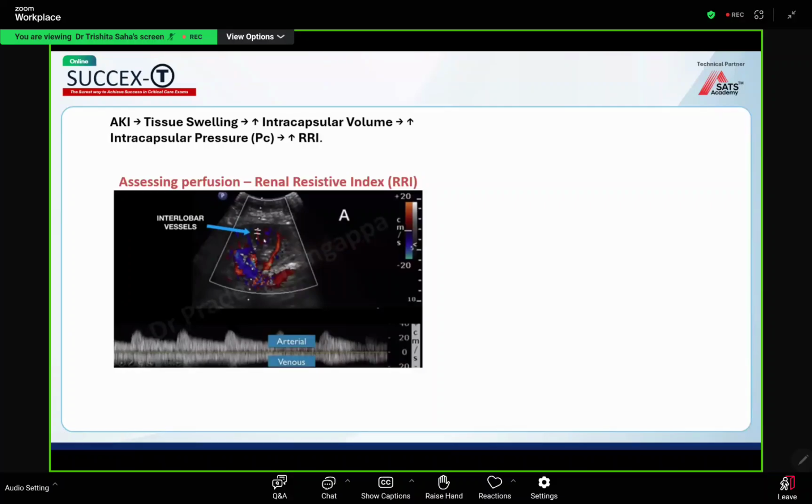So why does RRI increase in AKI? Because in AKI, there is tissue swelling and an increase in intracapsular volume, which leads to increased intracapsular pressure, which ultimately leads to an increase in the renal resistive index.